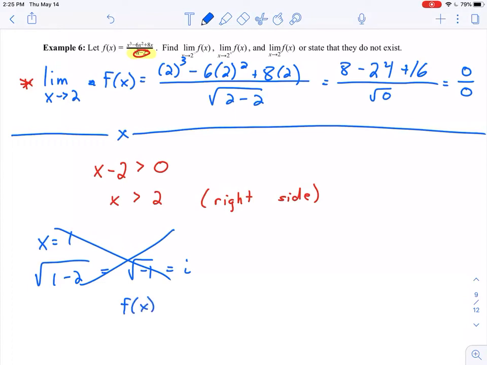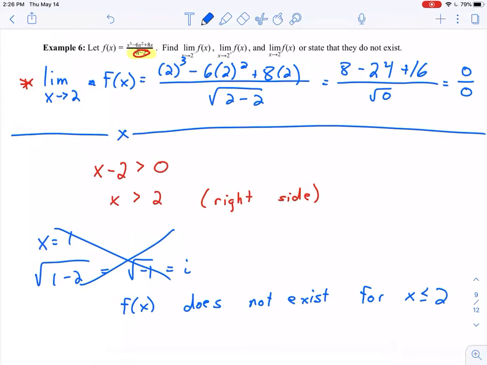So what that means for us is that f of x does not exist for x is less than or equal to 2. Now I'm going to say or equal to. Whenever we have 0 over 0, that function does not exist at that x value. So it does not exist for x is less than or equal to 2.